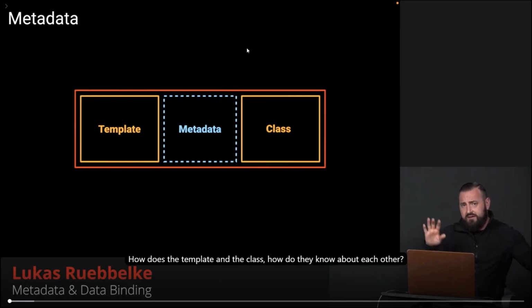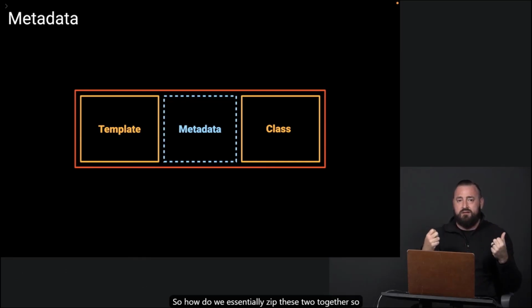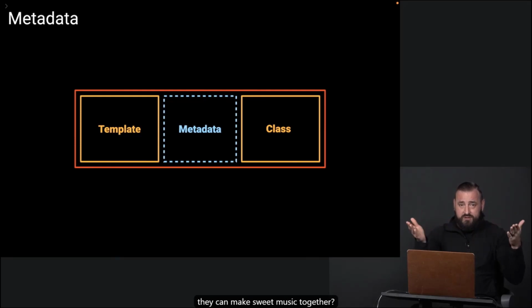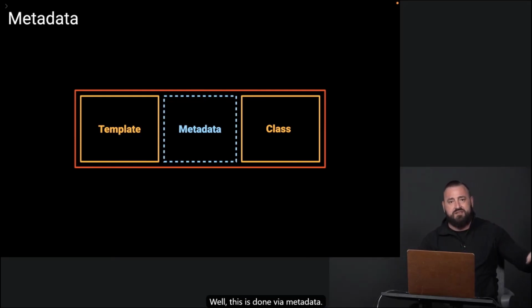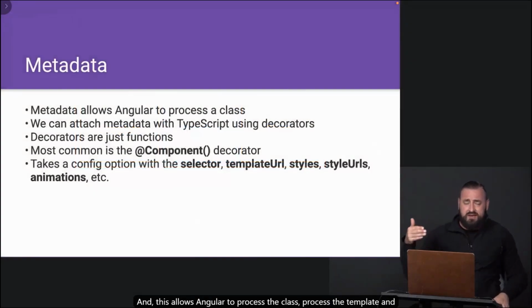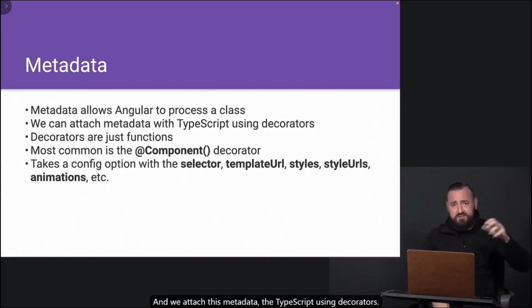Does the template and the class, how do they know about each other? So how do we essentially zip these two together so that a template and a class at runtime come together and they can make sweet, sweet music together? Well, this is done via metadata. And this allows Angular to process the class, process the template, and put these together into a single coherent unit. And we attach this metadata via TypeScript using decorators.